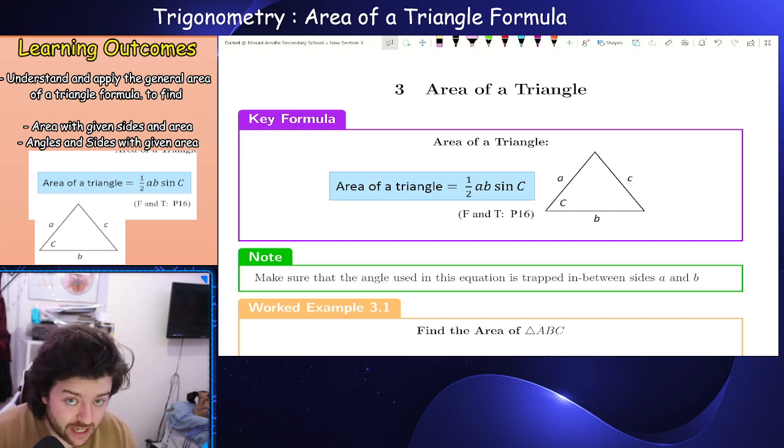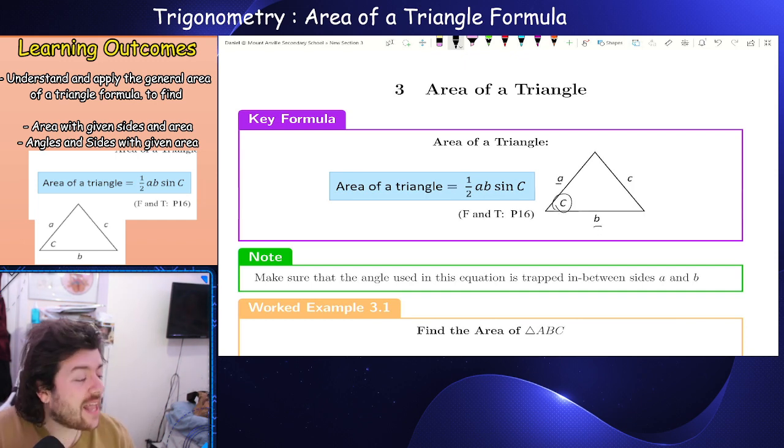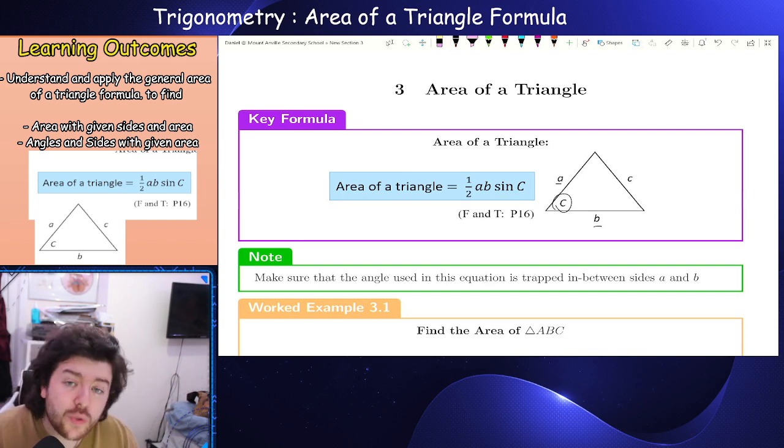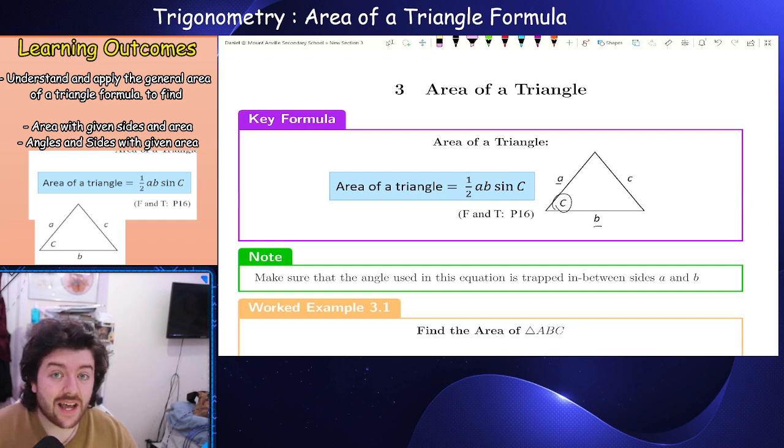So in the Leaving Certificate we have now unlocked a new way to calculate the area of a triangle, and in this instance we can calculate the area of a triangle when we only have two sides of said triangle and the angle that is trapped between them, right? And that formula is given here as the area of a triangle is equal to a half ab sine C, where a and b are just two sides of my triangle, and C is the angle that is trapped between the two lines.